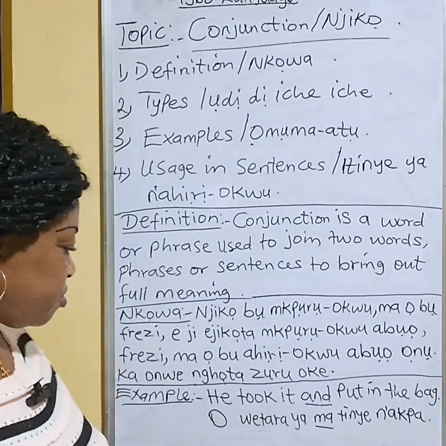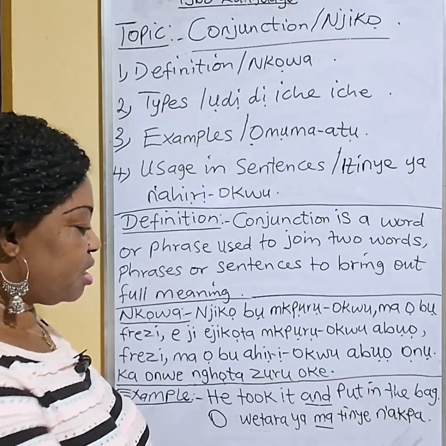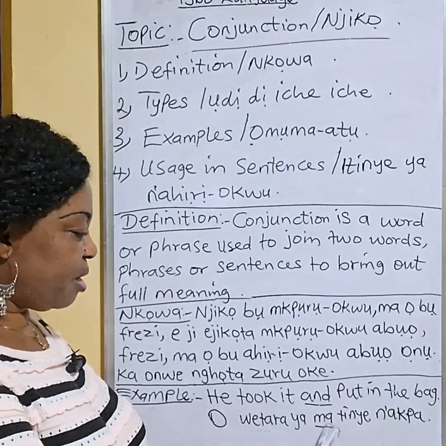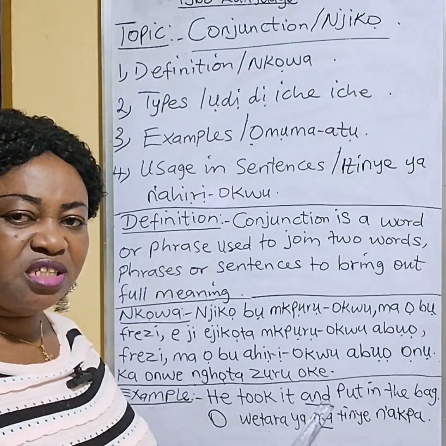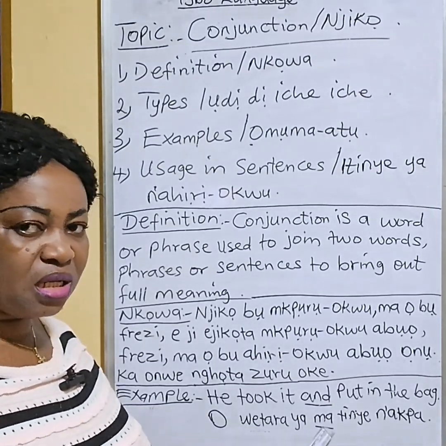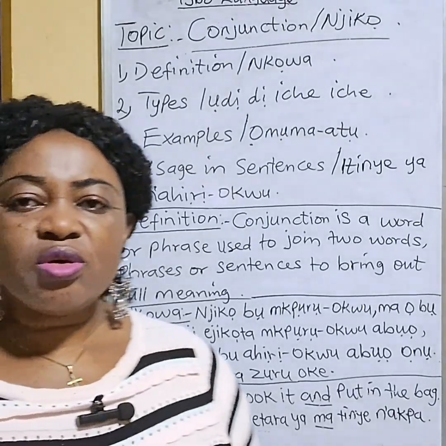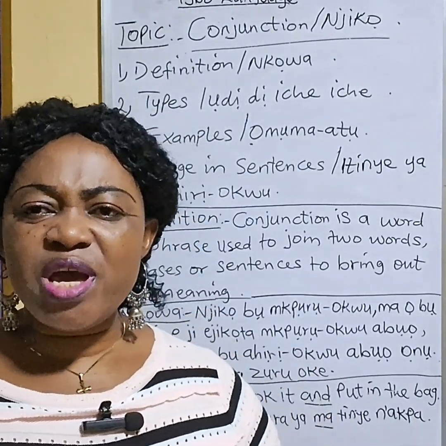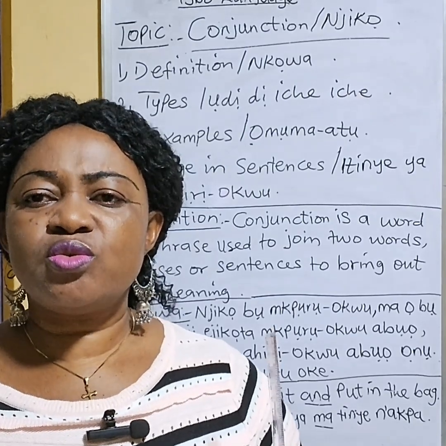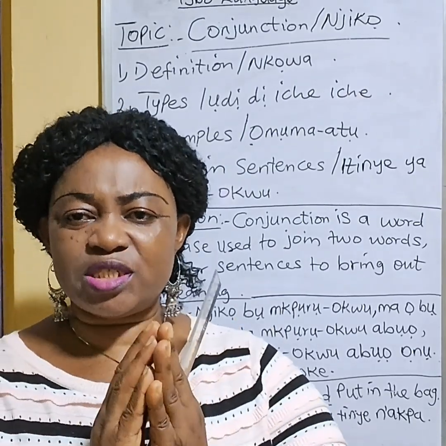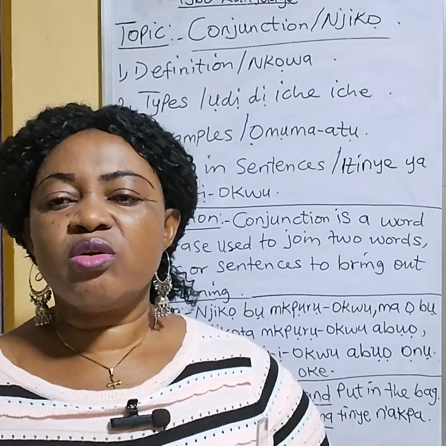In Igbo, o wetere ya ma tinye na akpa. You can see that and in Igbo means ma. So, conjunction simply means a word or a phrase you can use to do what? Join two words in sentences or two words together. That is what we call conjunction.